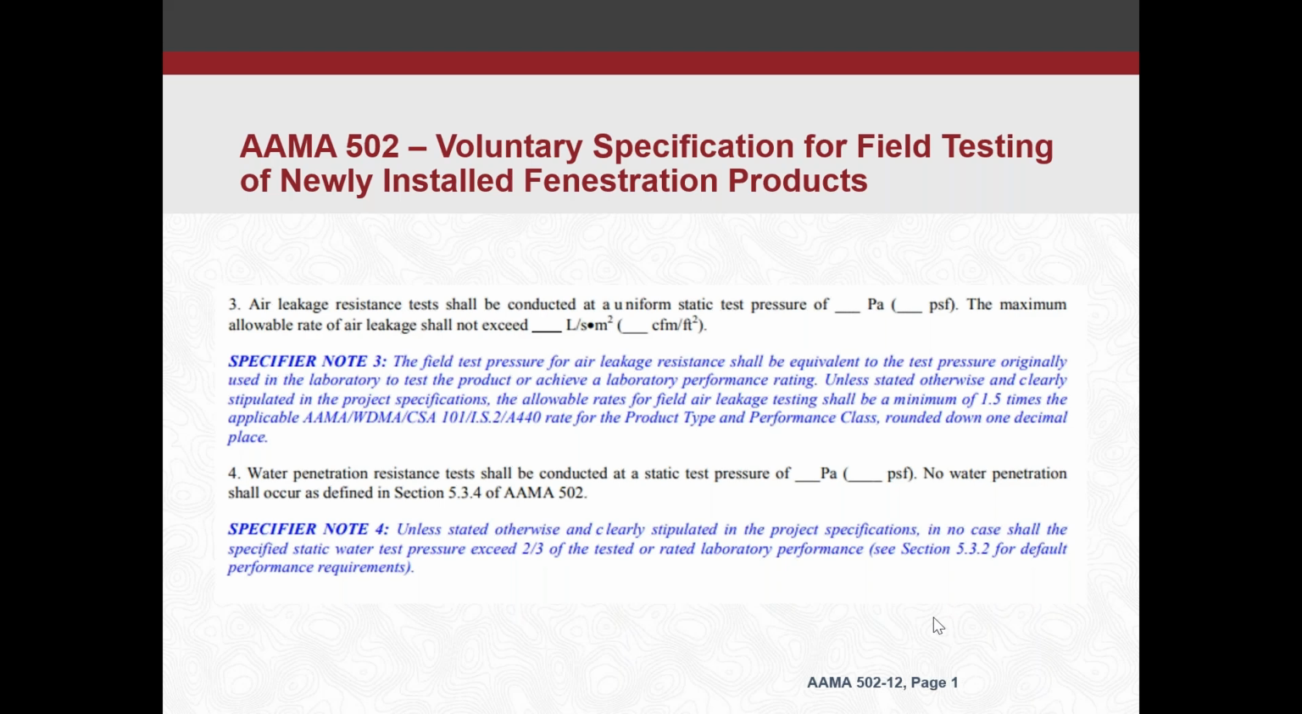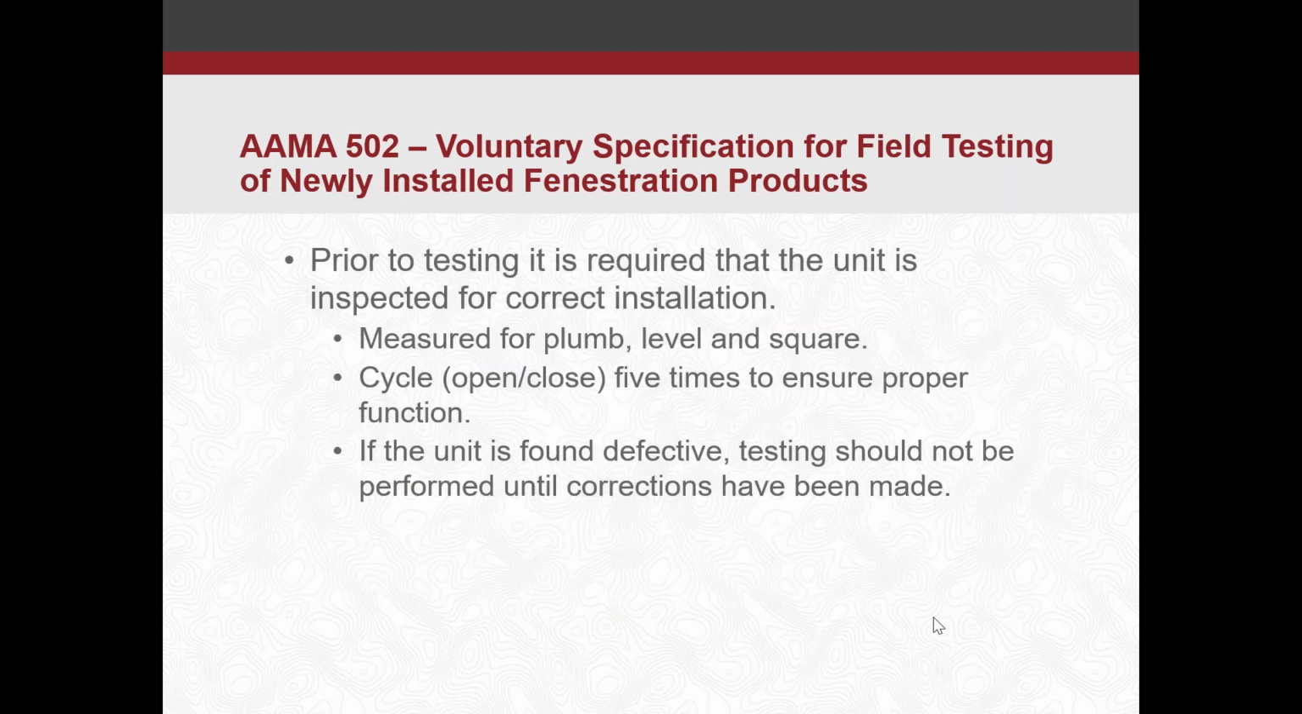Prior to testing, you should inspect each unit that you'll be testing in advance. You measure for plumb, level, square. You want to cycle the unit 5 times to ensure proper function. Basically, you're just going to open and close the unit, make sure that there's nothing funny going on with it, where it takes extra pressure at one point, or it's binding up, or the latch doesn't latch. If you find any condition that's defective, you shouldn't perform the test until it's been corrected.